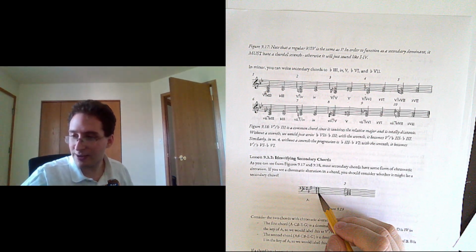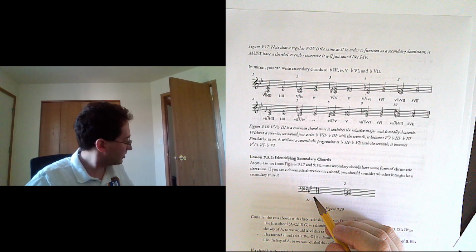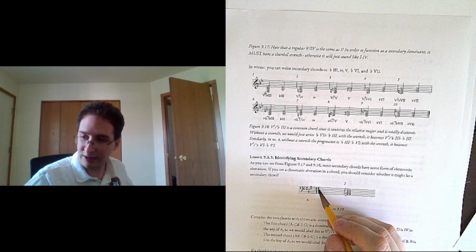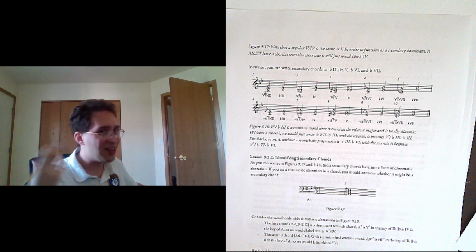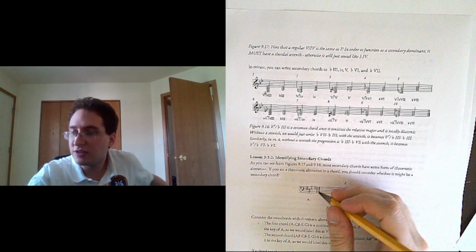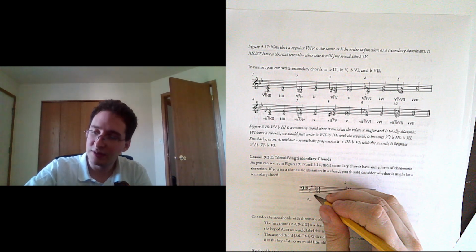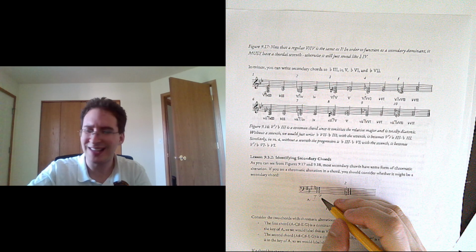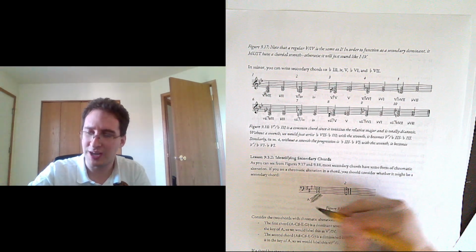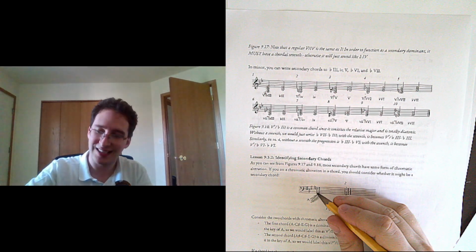So if we're in the key of A, we look at this chord. We see 1, 3, 5, flat 7. We listen to that, and that's a dominant 7 chord. We could write 1 dominant 7, but that doesn't really make sense. That's not a chord that we've used ever. So it's probably some kind of secondary dominant.